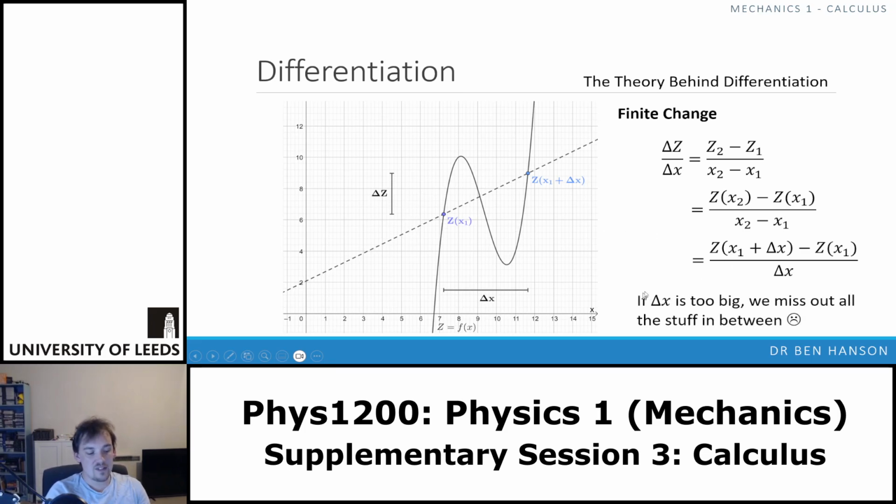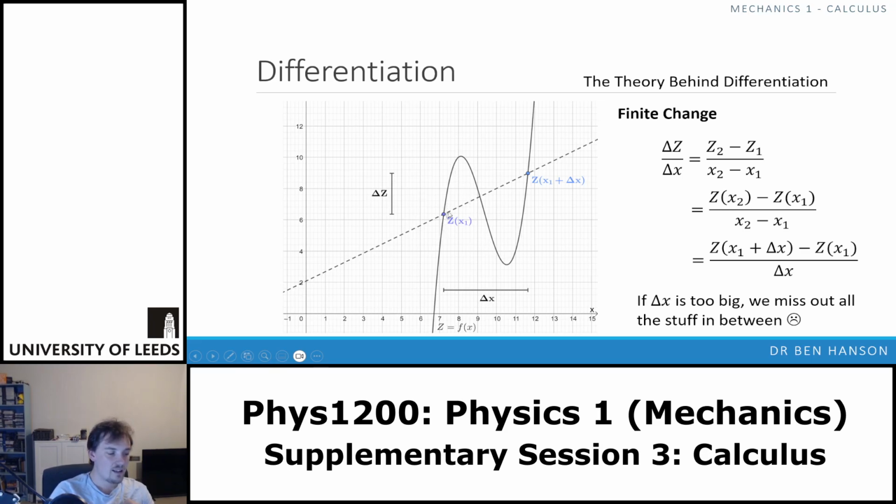But we can see that if delta x is too big, we miss out all this stuff in between. Imagine that x is some sort of motion, right? How far is it moving in the x direction? And z is how far it is moving in the z direction. So this is something like a path. Imagine someone running along this path. We're looking down on them from the top and someone's running along this path.